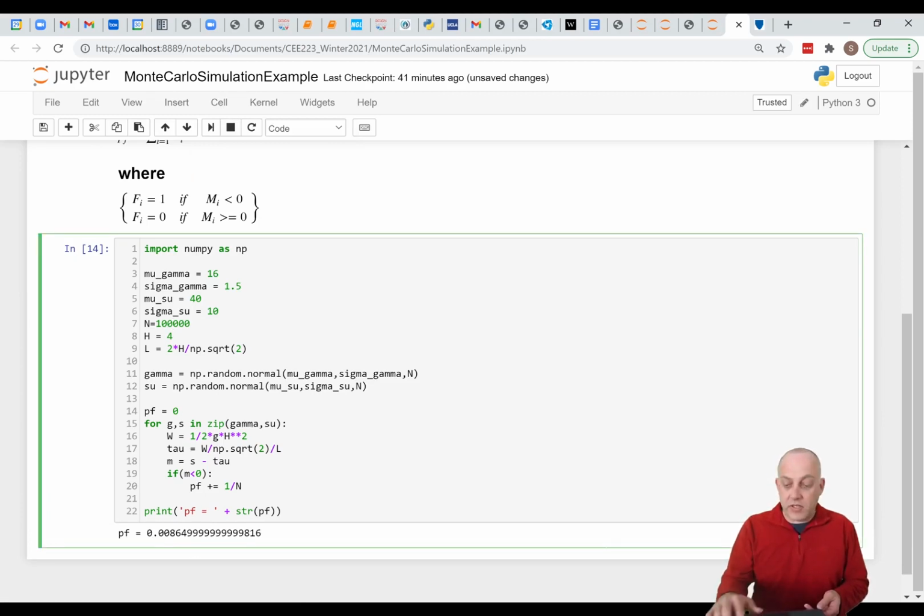Also, if we reduce the number of simulations, let me go to 1,000. Now we're going to get more variability in the probability of failure. It's a less stable predictor. The more simulations you do, the more accurate you're getting the probability of failure. So we're overestimating it now in this case. But anyway, that's how Monte Carlo simulation works, and that's how SLIDE does the reliability calculations for slope stability problems.